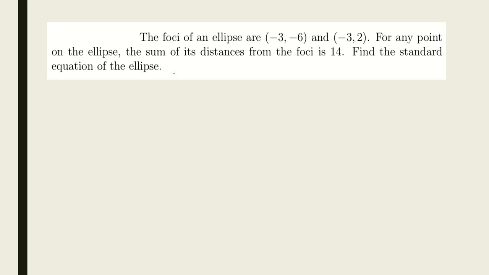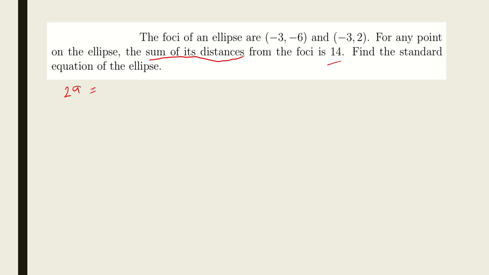We also have another given, where the foci of an ellipse are the points (-3, -6) and (-3, -2). For any point on the ellipse, take note, the sum of its distances from the foci is 14, just like the definition of an ellipse. Find the standard equation.